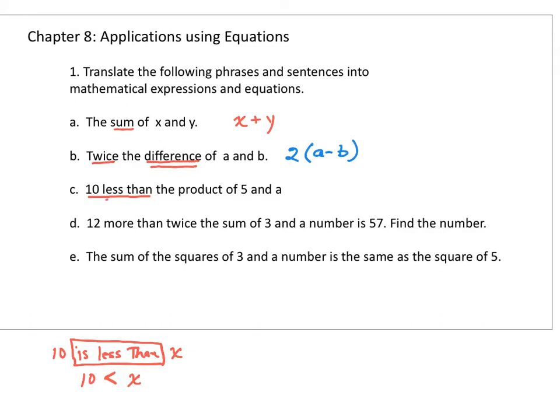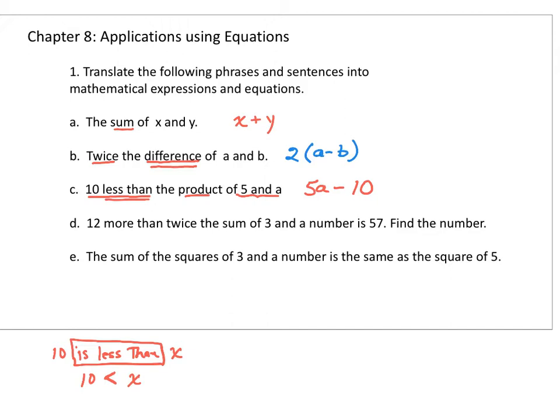Now, when you have 10 less than something, you are actually subtracting 10. Think about it this way. If you were on a diet and this week you weighed 10 pounds less than you did last week, then you wouldn't take 10 minus your weight last week. You would take your weight last week minus 10. So 10 less than something means we're subtracting 10. We're subtracting 10 in this case from the product, which is multiplication of 5 and a. So it's going to be 5a. That's the product of 5 and a, minus 10. And that would be 10 less than the product of 5 and a.